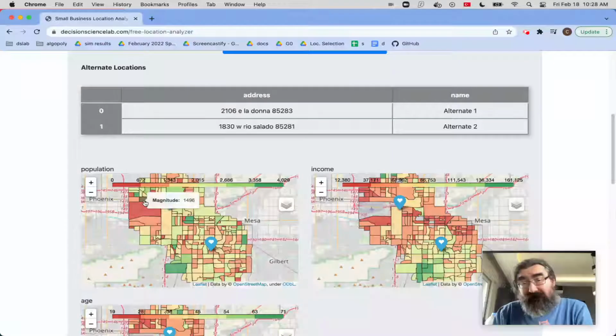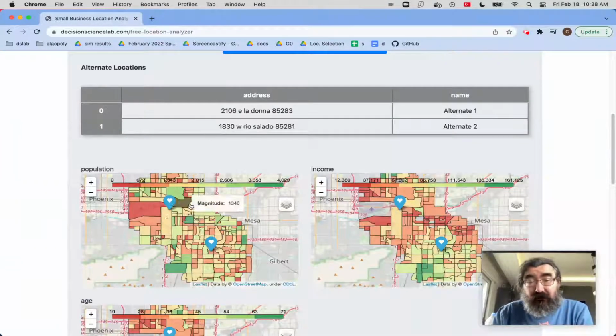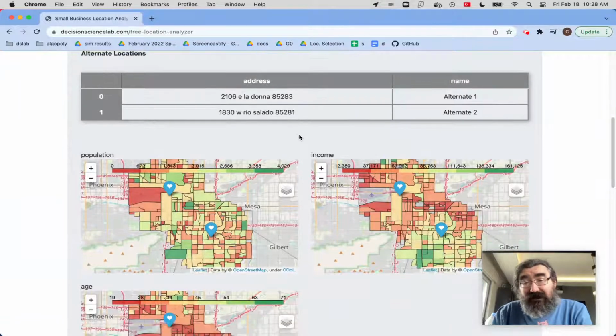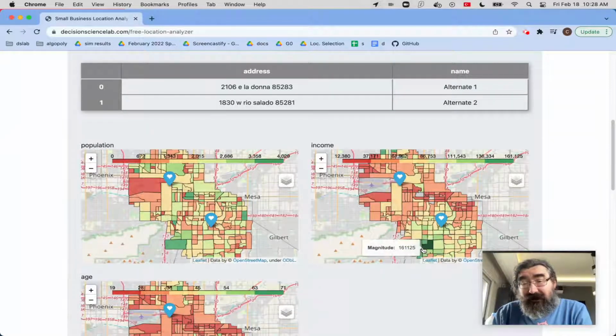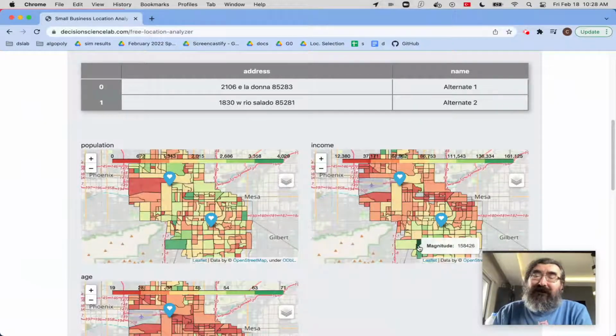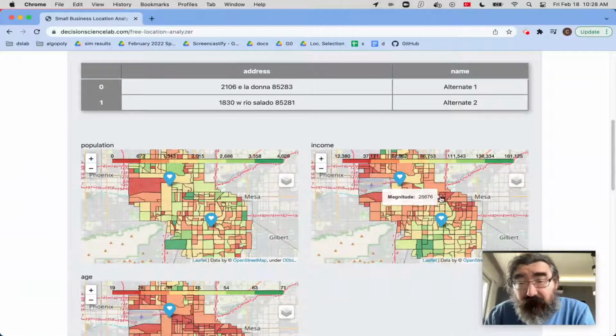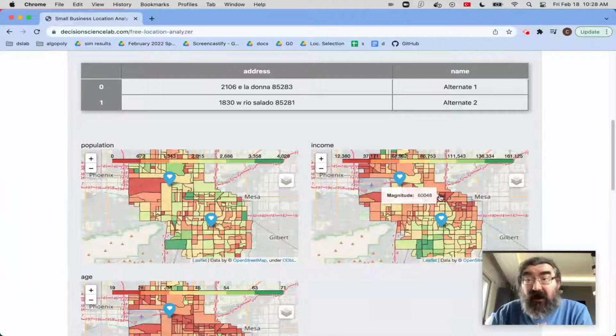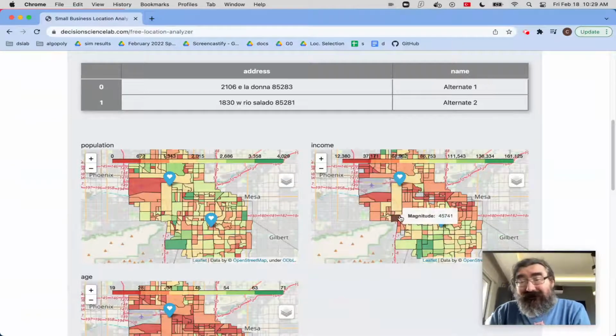you can get a sense that okay, there are fewer people living around our alternative two, and more people living around our alternative one, right? And then a similar thing for the income, right? So the greener the area in the census block group, it means that the median or average income is higher there. And the red areas have lower income, lower median household income, right? So this gives you an idea about the average income of the people around those areas, right?